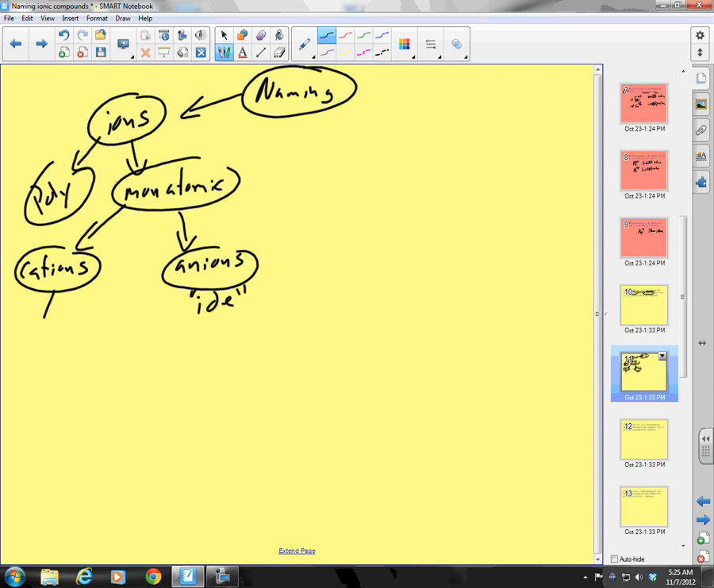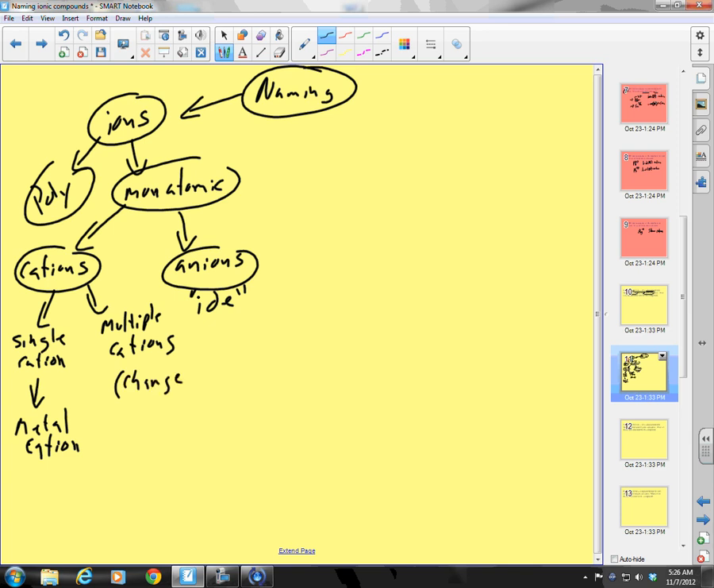And then in cations, we have really two types of cations. We have single cations, we might call them elements that form just one cation, and then we have elements which form multiple cations, right? With the single cation, it's pretty simple. You just say the metal name and the word cation, like magnesium cation. With multiple cations, we have to put the charge in parentheses, in Roman numerals. So if I have Fe2+, I have to write that out as iron 2.